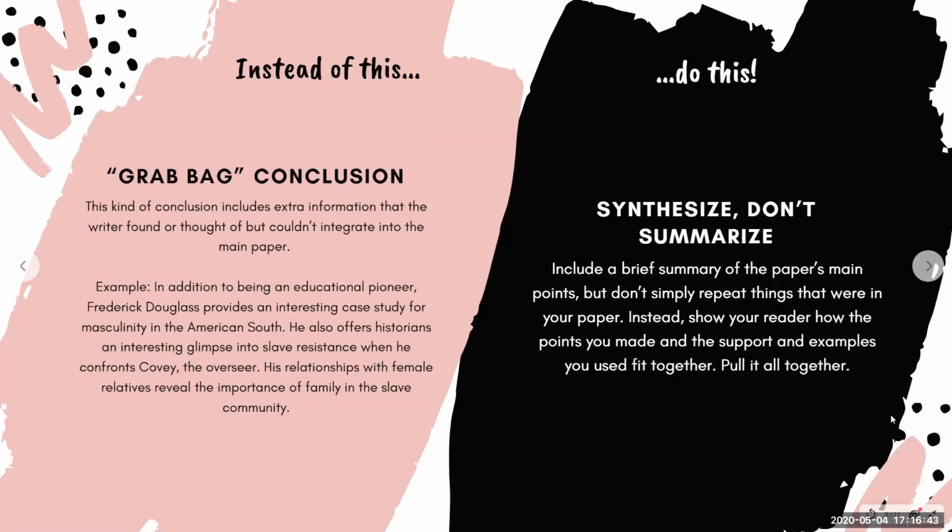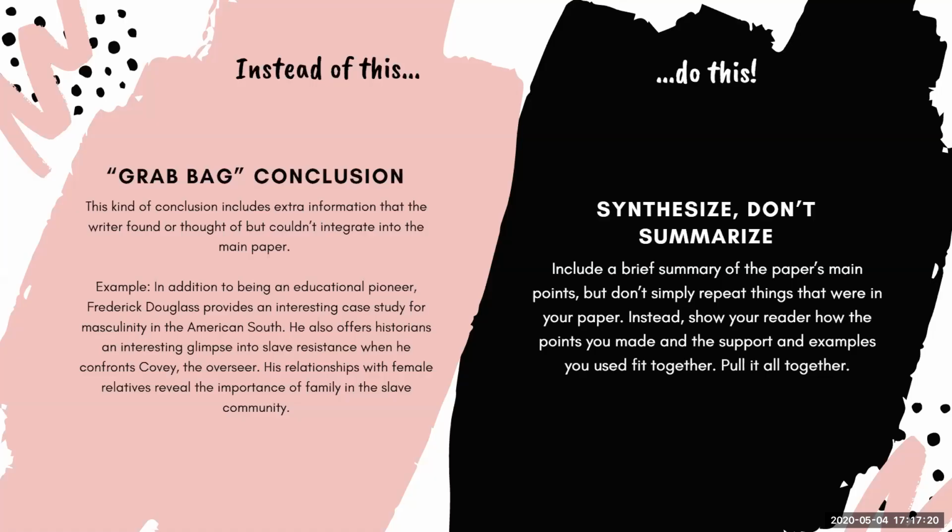So another type of conclusion is nicknamed the grab bag conclusion. This kind of conclusion includes extra information that the writer found or thought of, but couldn't integrate into the main paper. So this happens when you have too many ideas. Say you've written a lot of paragraphs and you're at the page limit. You've already written past the minimum and now you're at that last page limit number. And you still have a lot of great information.